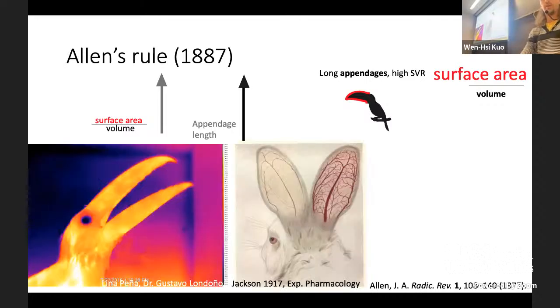And here we're really focused on the kinds of appendages that are particularly important for heat exchange, such as the bill of birds, such as this toucan bill, or rabbit ears. Those are highly vascularized tissues that can either transmit body heat effectively towards the outside or function as thermal windows.